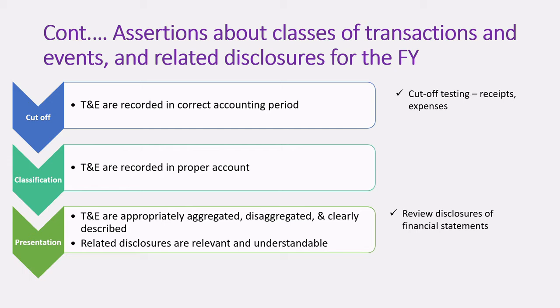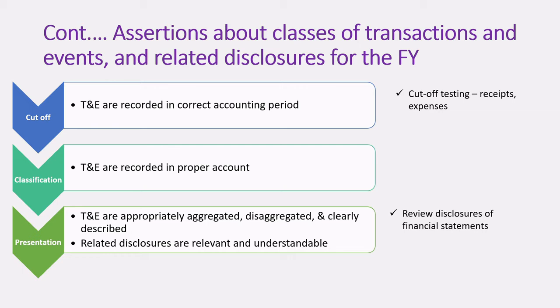The next assertion is cut-off. There, what they are saying is that transactions are recorded in the correct accounting period. Think about a scenario where the company sells products to customers, and according to their policy, they can recognize revenue only if they deliver the products to customers. Say they raise the invoice on 30th June 2021, which is the year-end date, and they are going to deliver the products to customers on the following day, which is 1st July 2021.